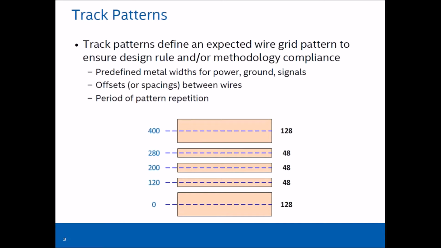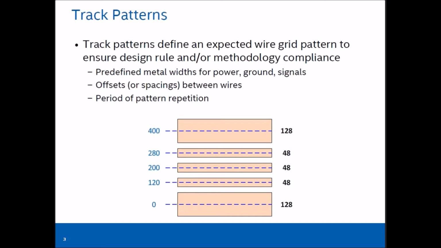So just to give a little bit of background for folks who don't know very much about track patterns or what this topic's really about. Basically, track patterns can define an expected location for wires within a given design, and that need could arise from design rule requirements, or it could come from just a methodology thing.